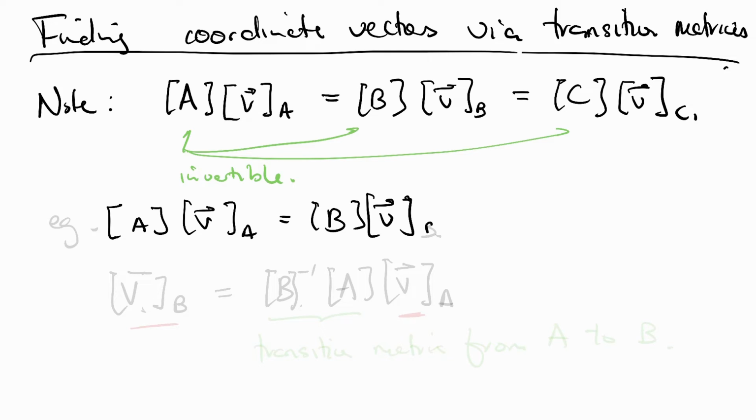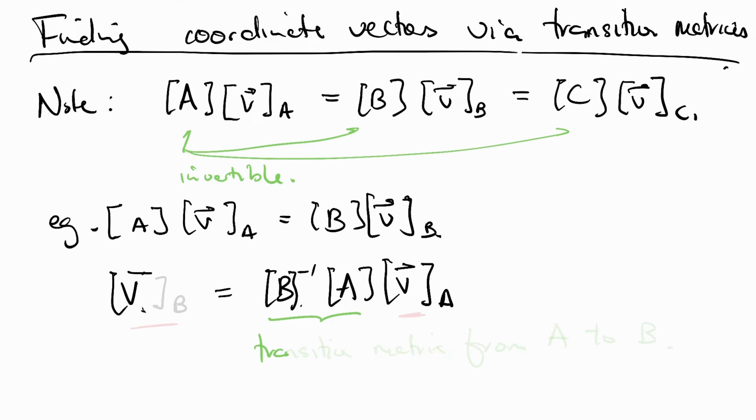So A V_A is equal to B V_B. And so V_B is going to be B inverse as a matrix times A times the coordinate vector with respect to A. This is going to be the transition matrix from A to B. It takes in the coordinate vector with respect to A, and it spits out the coordinate vector with respect to B. Let's just correct the notation here. There we go. Let's do a concrete example.